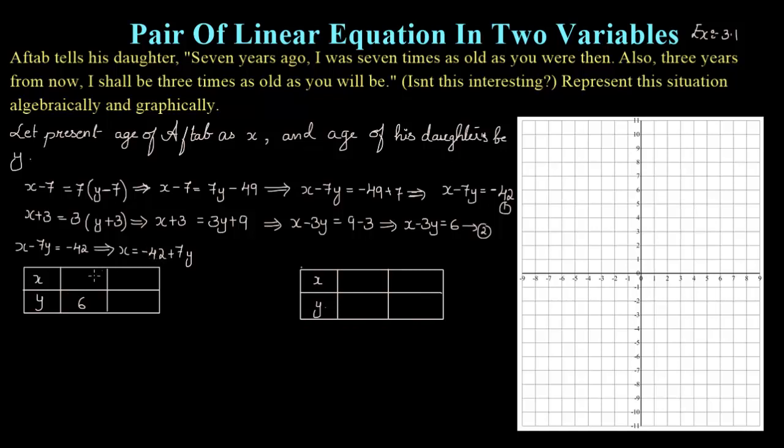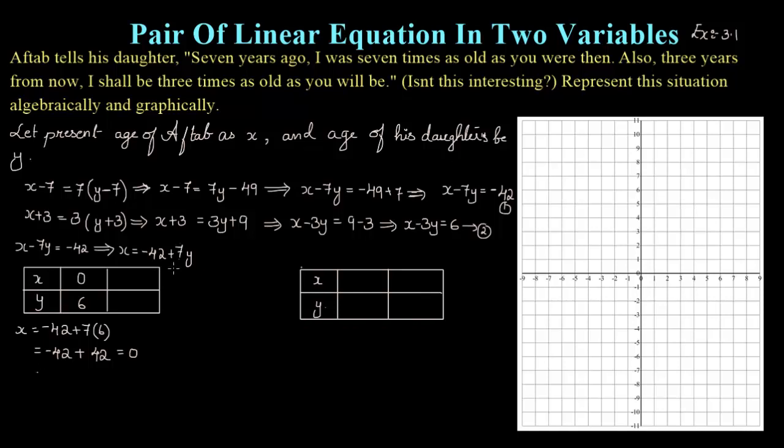So if I have taken the value of y as 6, then I need to calculate the value of x now from this equation. So x will be equal to minus 42 plus 7 into y. Y I have just taken as 6, so let me just substitute it here, 6. So minus 42, and you can observe here 7 6s are 42. So minus 42 and plus 42, this will become 0. Right? So for y 6, you got x 0.